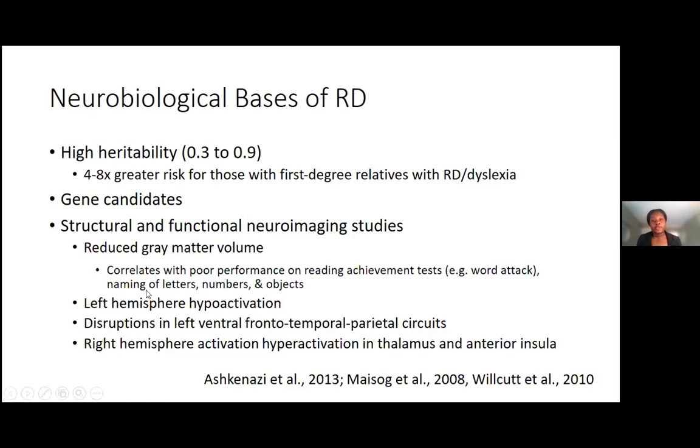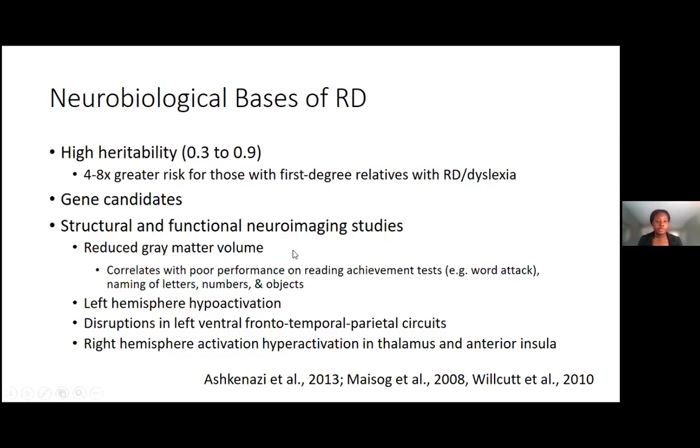In looking at structural and functional neuroimaging studies, there have been, relative to the other learning disorders, many more neuroimaging studies of reading disability. Some of the primary findings from this body of research include reduced gray matter volume, particularly in structures within the left hemisphere. Functionally, this has correlated with poorer performance on reading achievement tests, naming of letters and objects, as well as decoding tasks. There's also evidence of hypoactivation in the left hemisphere in contrast with hyperactivation of certain right hemispheric structures.